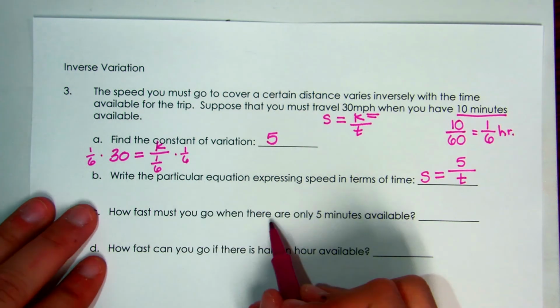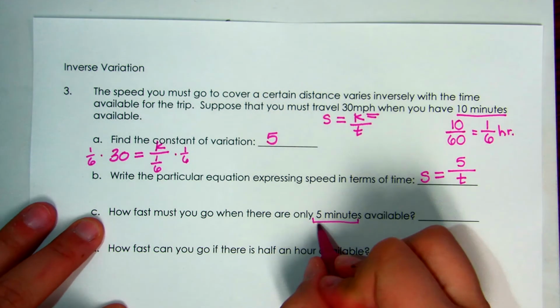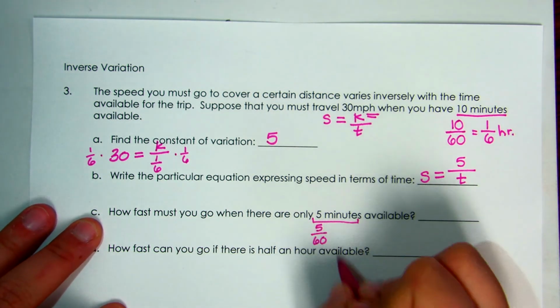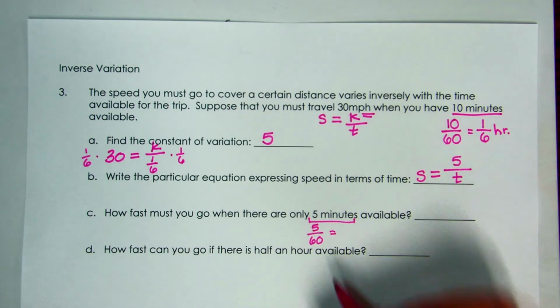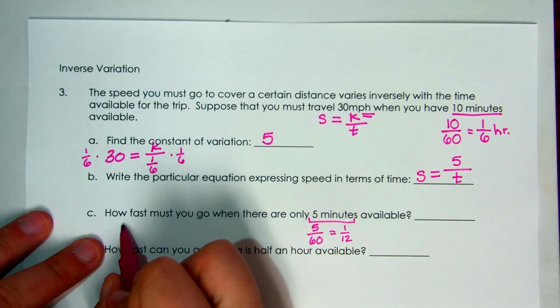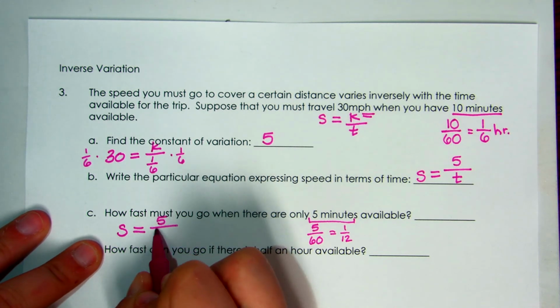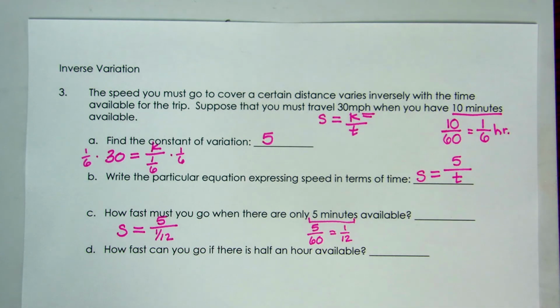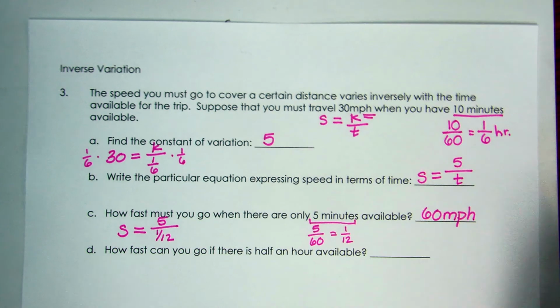How fast must you go when there are only 5 minutes available? 5 minutes has to change to hours. So 5 out of 60 in an hour is 1/12 of an hour. So I'm going to do the speed is what I'm looking for, equals 5 divided by 1/12 of an hour. So 5 divided by 1/12 gives me 60 miles per hour.